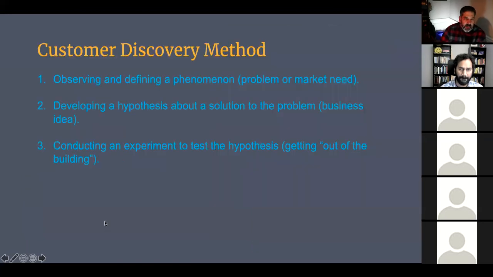All right, so the customer discovery method, and this is where you should start seeing some very similar words: observation, hypothesis, experimentation. I mean, even if you've taken 8th grade chemistry, you know what these words are, right? So we're going to be starting off with observing simply and defining a phenomenon or a problem or a market need. We're going to develop theories and the hypothesis about a solution to the problem and the problem itself.